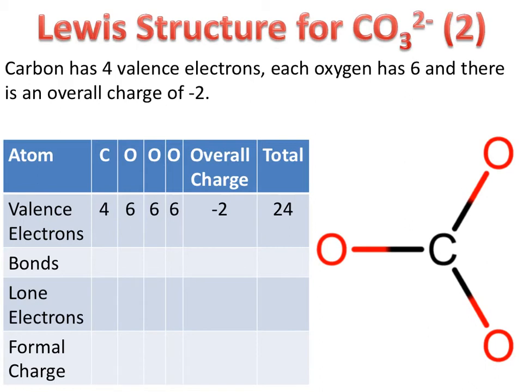Next, we are going to put in the valence electrons and the overall charge. 4 for the carbon, 6 for each of the oxygens. The overall charge is -2. So when we're counting for valence electrons, we actually have to add 2 electrons for the formal charge, for a total of 24 electrons.